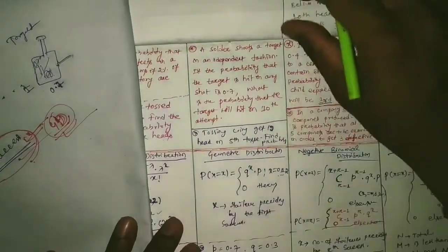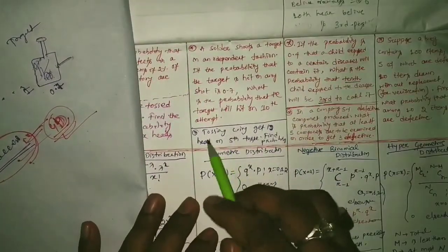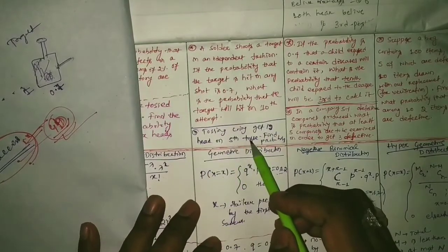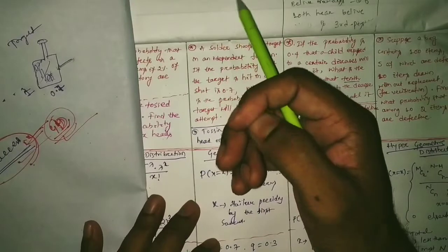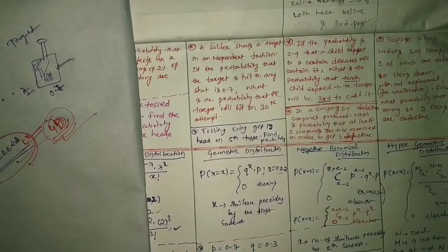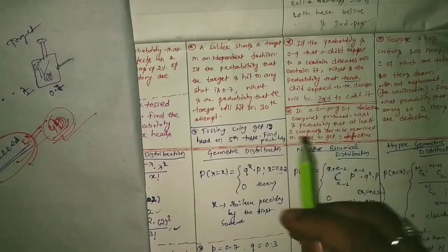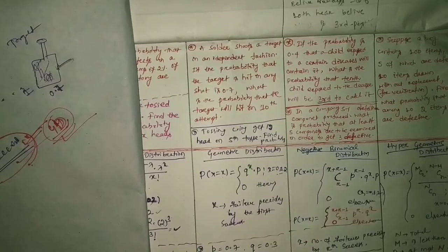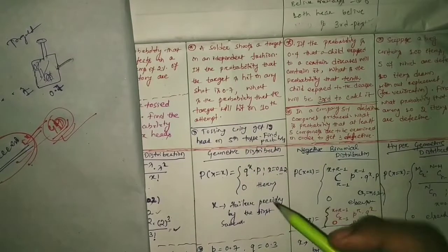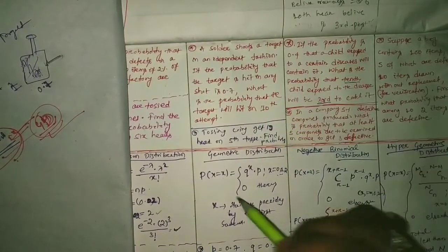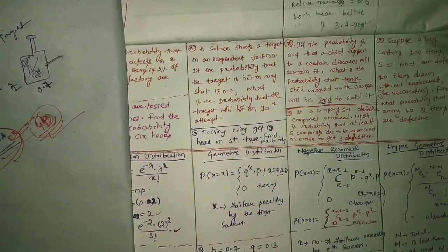Okay, so another question. Here you can see, tossing the coin, get head on the 5th toss. I'm tossing the coin several times. So what will be the probability of getting the head on the 5th toss? So the 5th toss will be my first success, you can say. So for these types of questions we have to use geometric distribution.